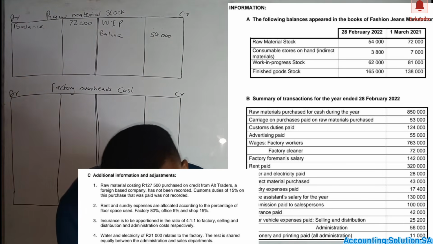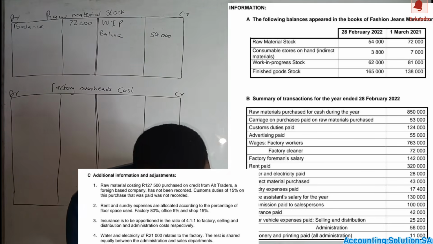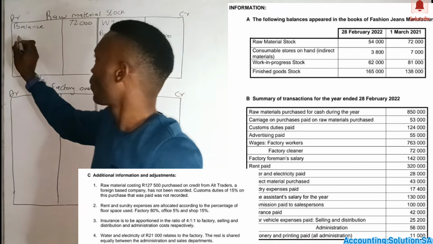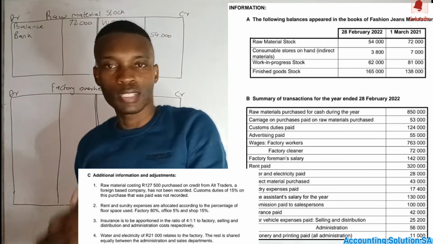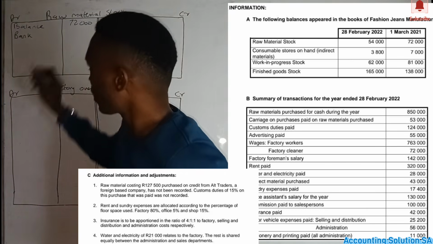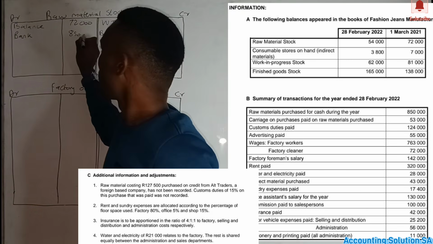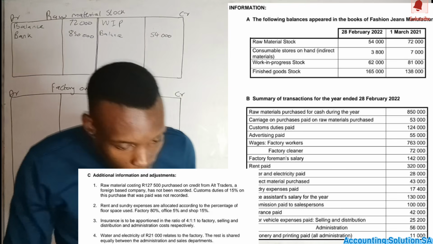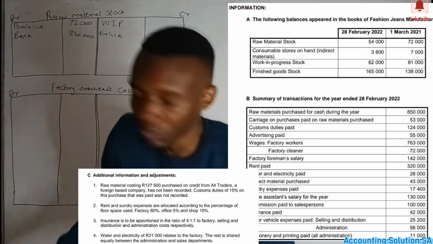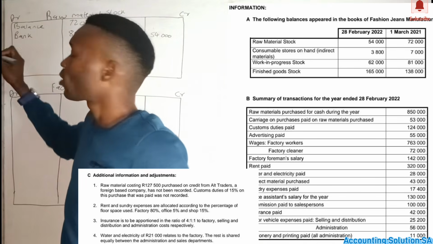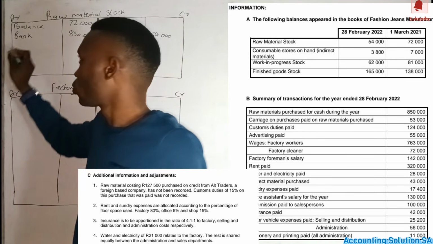Okay, let's take all the transactions that are related to direct material. Number one, raw material purchase for cash. Obviously we're going to have bank, because it's cash. A credit purchase is creditors control, cash is bank. The amount is 850,000. Then let's check another one. Carriage on purchase paid on raw material purchase, we have 53,000. Carriage on purchase, or you can call it a transport cost.